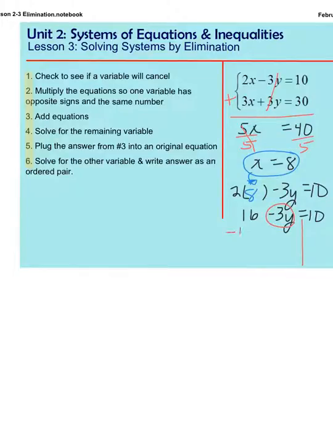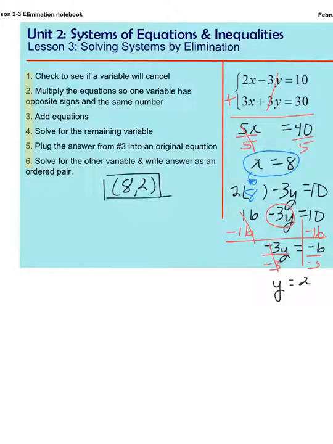So you're going to subtract 16 and you get negative 3y is equal to negative 6. Divide by negative 3. And then y will equal positive 2. So now I have both parts. So my solution is 8, 2.